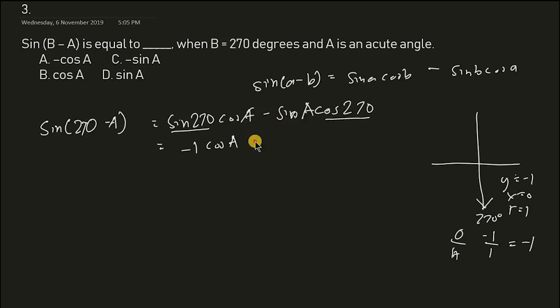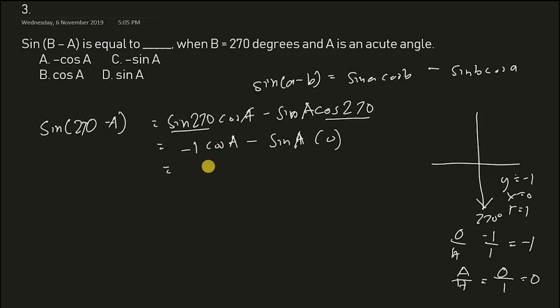We don't know cosine of A. Minus sine A. We don't know the sine A. Next, cosine 270. Cosine is adjacent over hypotenuse. Adjacent natin is the x value which is 0. Hypotenuse is 1. So basically, this is 0.